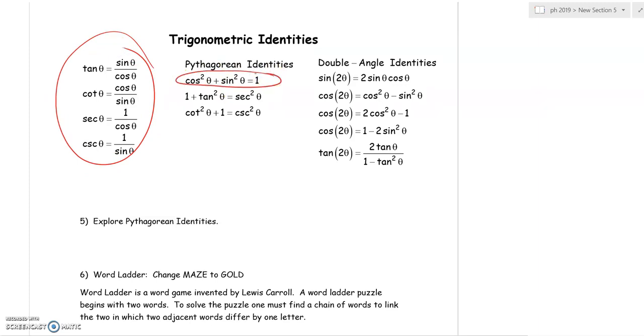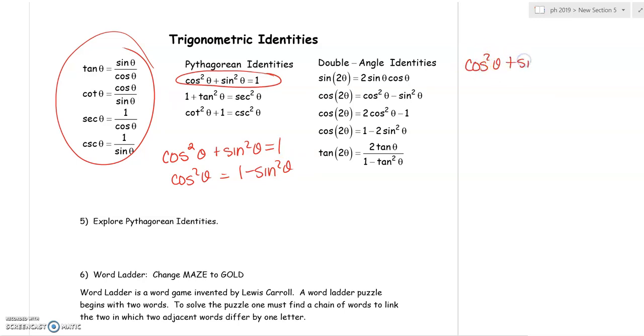So for example, if you know that cosine squared theta plus sine squared theta equals 1 is an identity, then any manipulation of this would also be an identity. It would also be true. So we know that cosine squared of theta equals 1 minus sine squared of theta, etc. But what we're going to do right now is take cos squared of theta plus sine squared of theta equals 1.